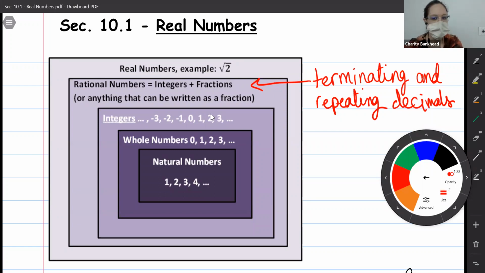So then outside of that, you have real numbers. All of these that we've talked about are part of the real numbers, but real numbers also include irrational numbers. So numbers that are not rational, such as the square root of 2.